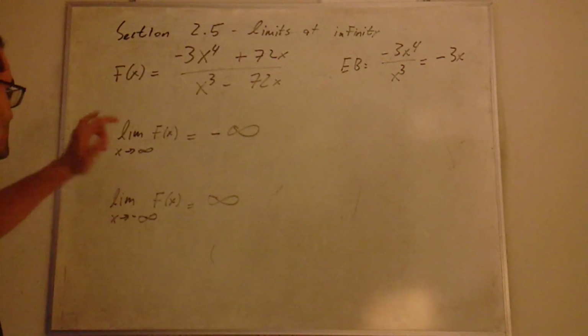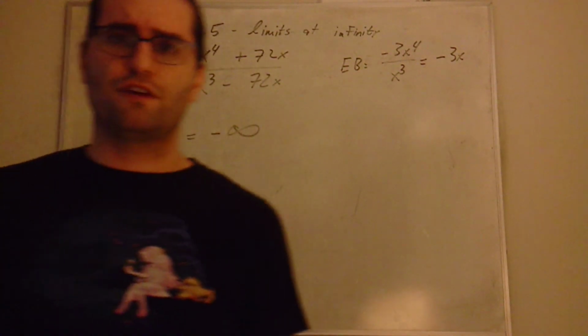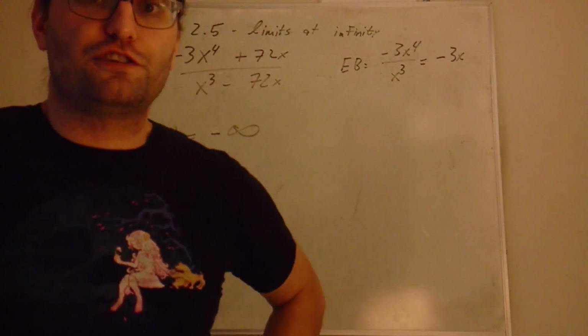All of these limits always just come from the end behavior of the function. They should be really straightforward because you've been doing end behavior for months now. You just didn't know it was called limits.